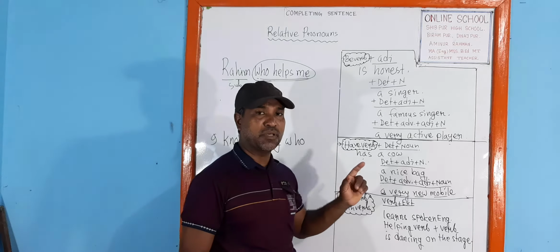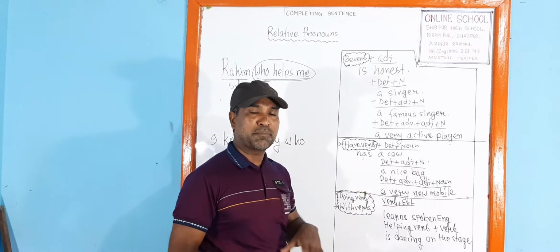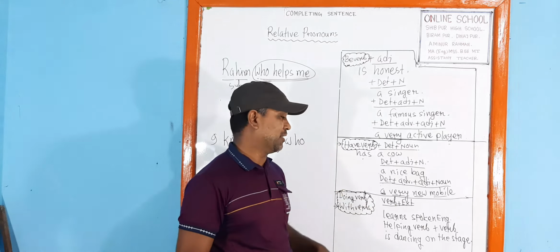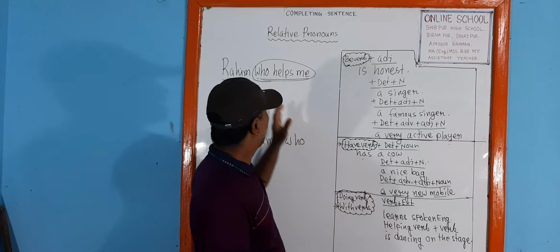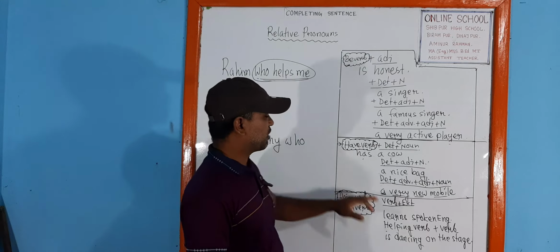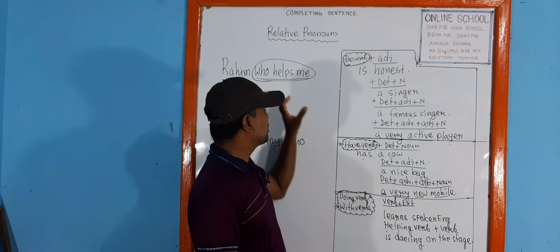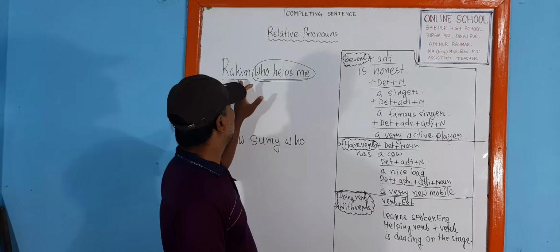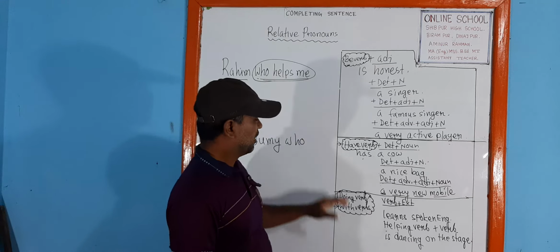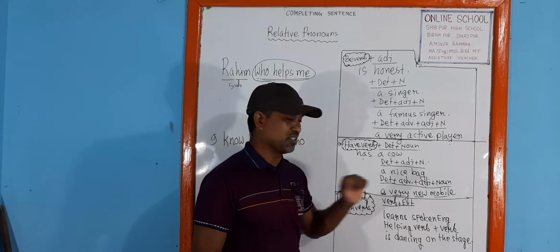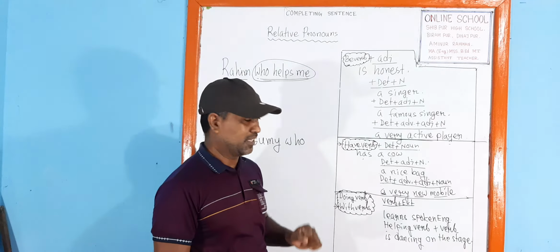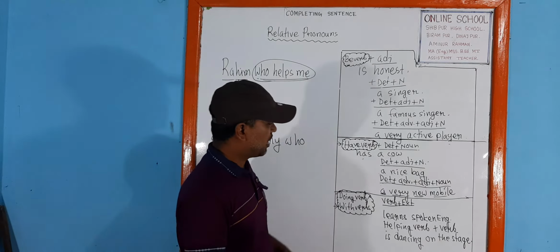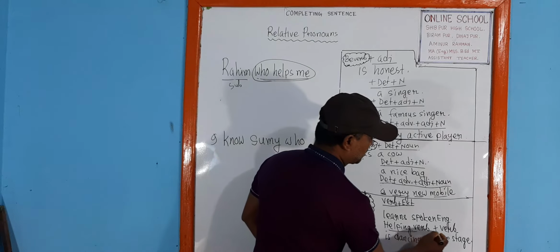The verb can be the present form of a verb or the past form of a verb. If the sentence is in present tense, there will be the present form of the verb. If the sentence is in past tense, there will be the past form of the verb. So the sentence will be: Rohim, who helps me, learns spoken English. And in another sentence I can use a helping verb plus a verb.